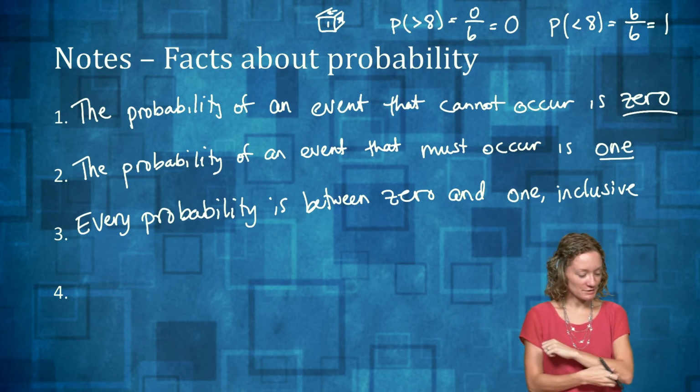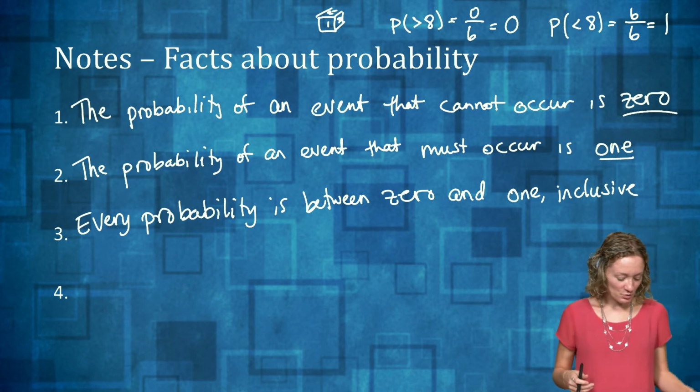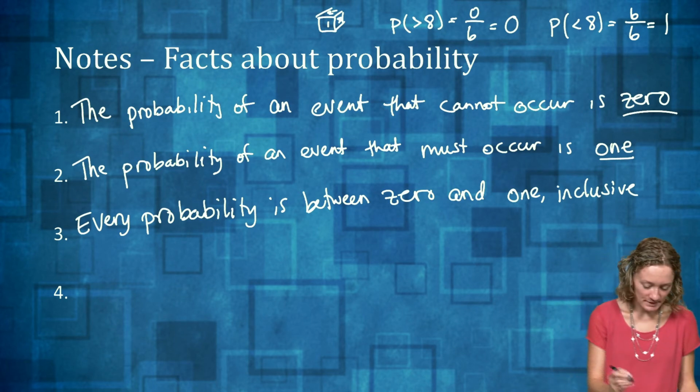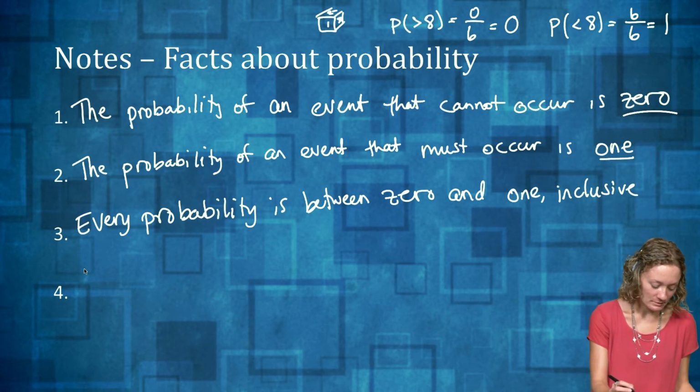All right, and then the last fact, which we will look at a little bit more in our next example, is that the sum of all probabilities of all possible outcomes is 1.